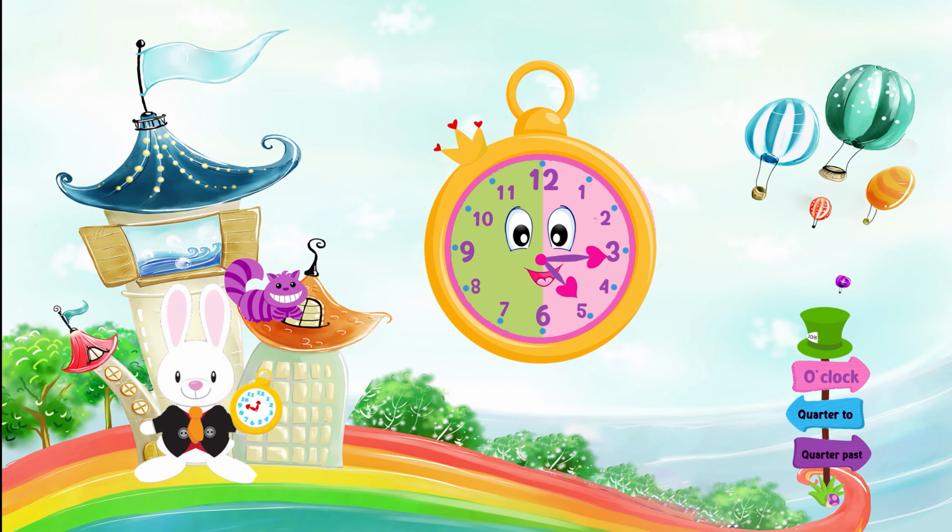When the big hand is pointing to the 6, we say it's 5:30, half past.